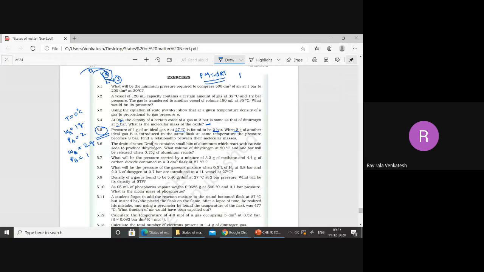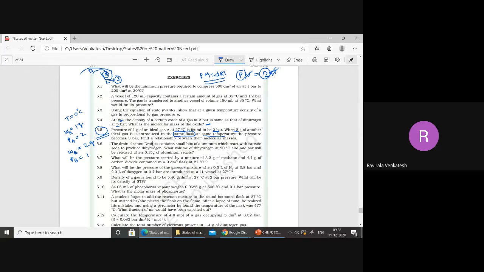So shall I take the PV is equal to nRT formula? Yes, you can take it here. Why? Because you see here, temperature is constant, same temperature. R is a constant. n is not constant, leave it. Volume is constant because it is the same vessel, same flask. Volume also will be constant. Now what will be different here? P and n are different.